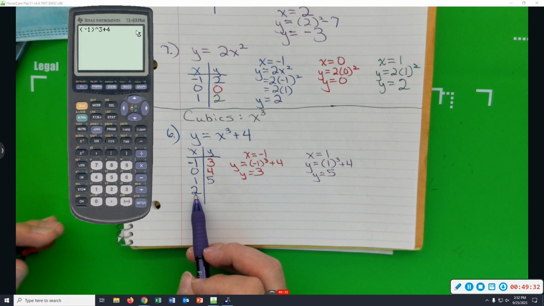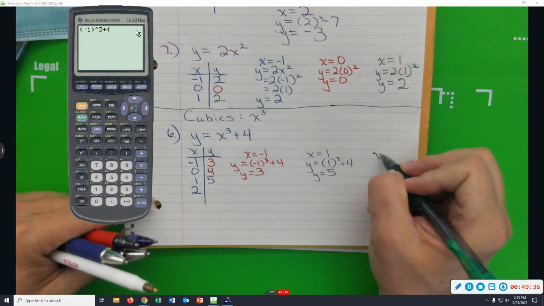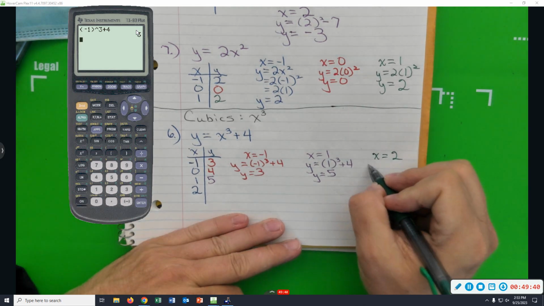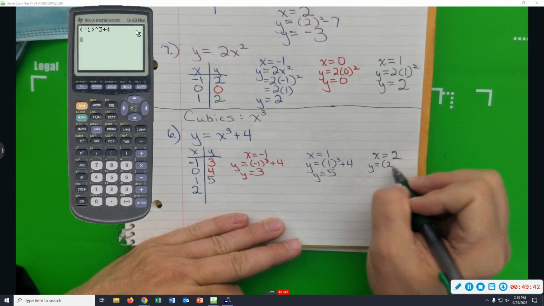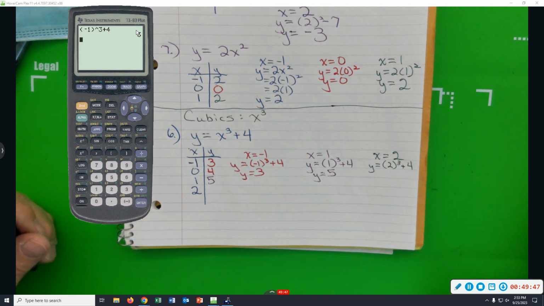And finally, plug in 2. I'm going to plug in 2 for x. So we have y equals 2 cubed plus 4. What's 2 cubed? 2 times 2 times 2. 8 plus 4 gives me 12.